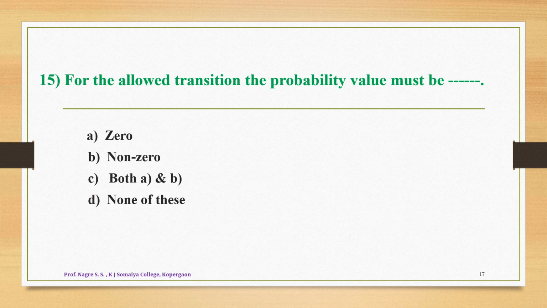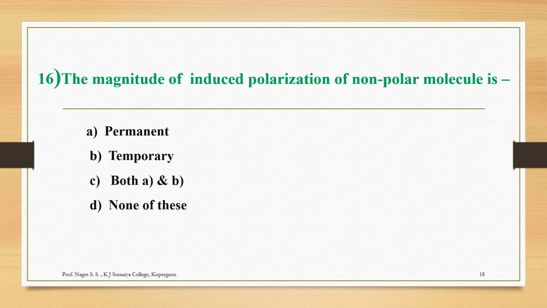And the correct option for this particular question is that the allowed transition for the probability value must be, this option B is correct, it must be non-zero. So B option is correct for this particular question number 15. The next question is question number 16, and this question number 16 is here.